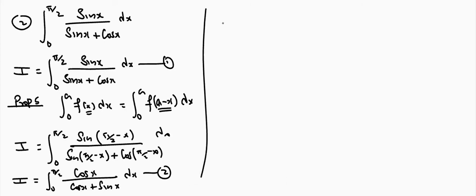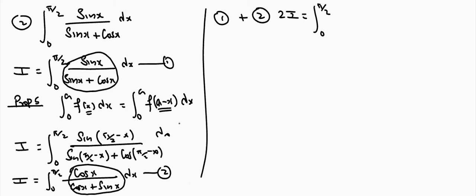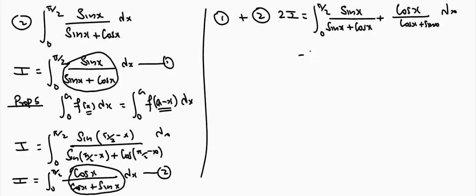Then same procedure, first equation plus second equation. We get 2I equals integral 0 to pi by 2. First integrand is sin x by sin x plus cos x, second integrand is cos x by cos x plus sin x. We have to add these two integrands. Then we get sin x by sin x plus cos x plus cos x by cos x plus sin x dx. We get integral 0 to pi by 2, denominator is sin x plus cos x, numerator will become sin x plus cos x.